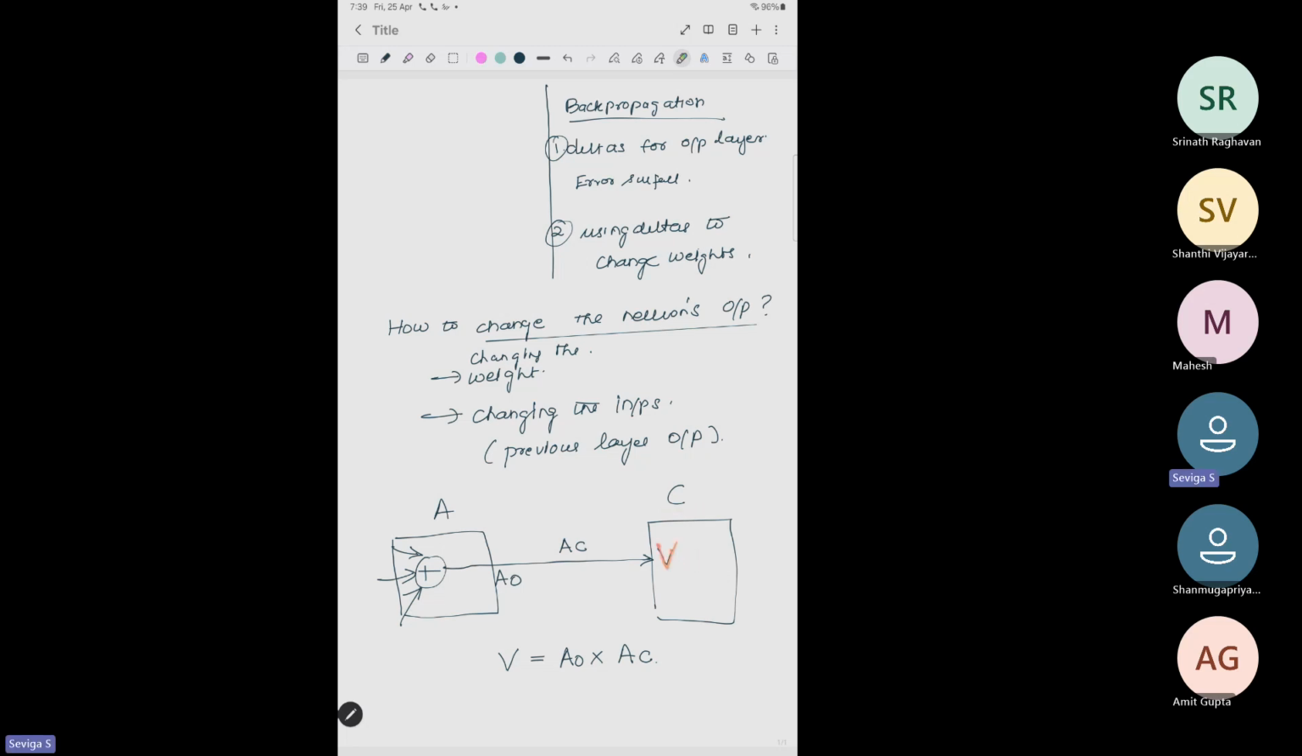So the change in the output which comes here is V. For the time being, we assume that this connection is not there. Only the connection from A is existing. So whatever change has happened at C is equal to A naught into AC. Let us assume V changes for any reason. We know that the output of C will change by V as well.